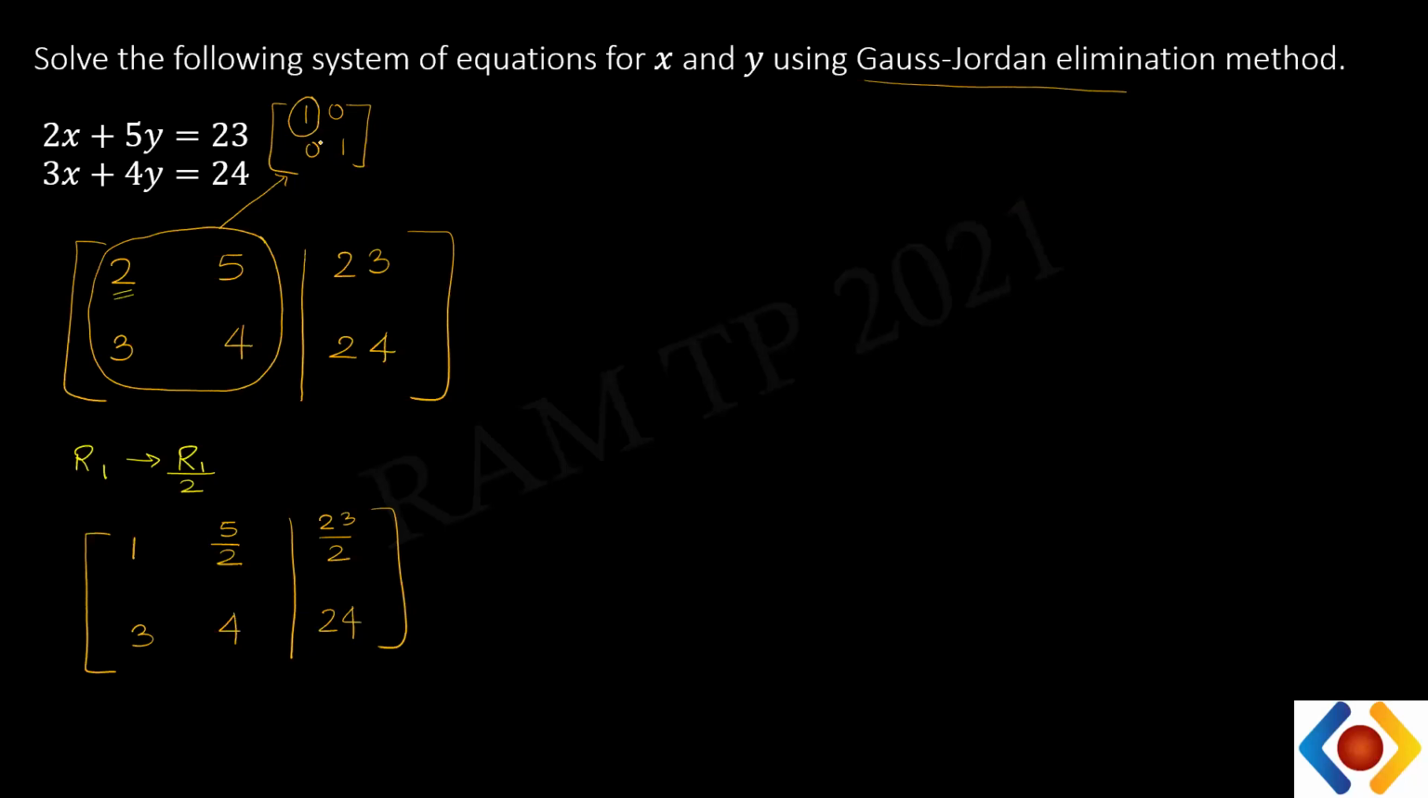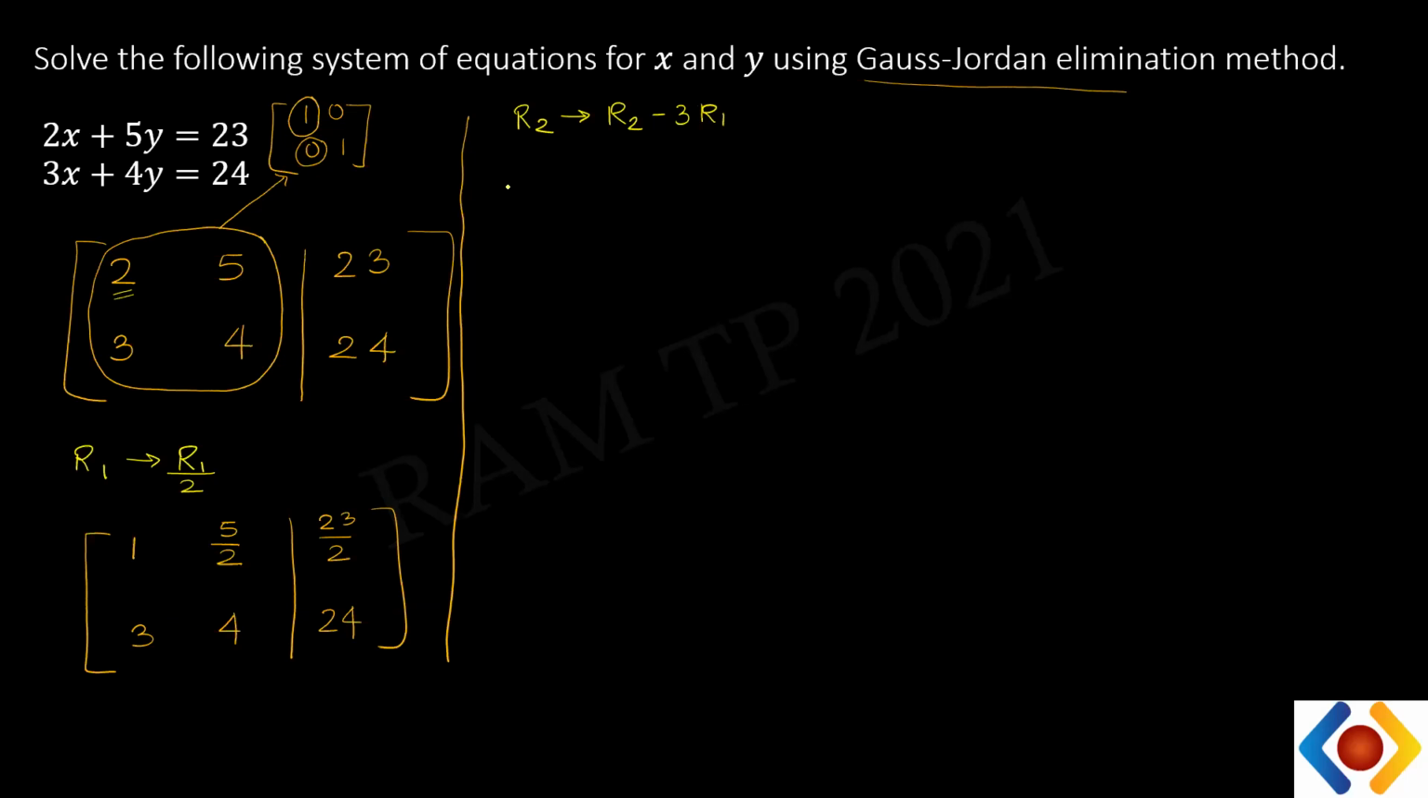Okay. What is the next step? I want to make this 0. You know how to do that: minus 3 into R1. Correct. So let's write down R2 would be equal to R2 minus 3 times R1.